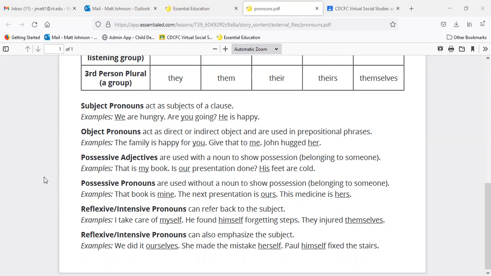We did it, right? That's all I need to say. She made the mistake. Paul fixed the stairs, right? So it's just adding emphasis on who did it. And it kind of singles them out, right? So instead of making sure that they're not part of a group, you know exactly who did it. So Paul himself fixed the stairs. Again, that's sort of a style thing. You do not have to use those.